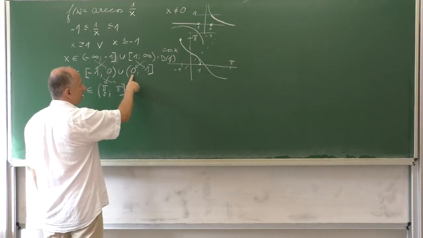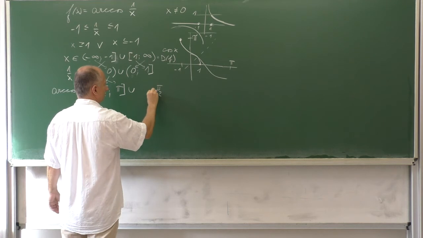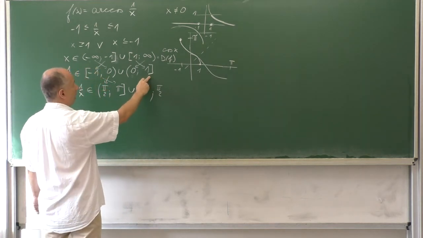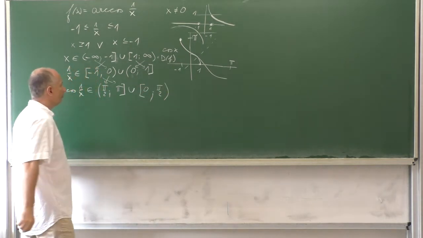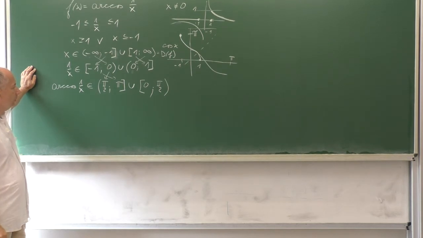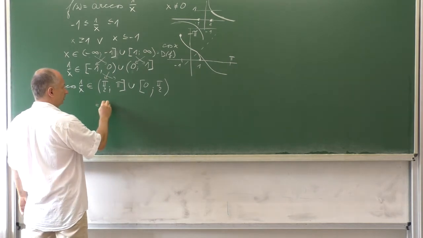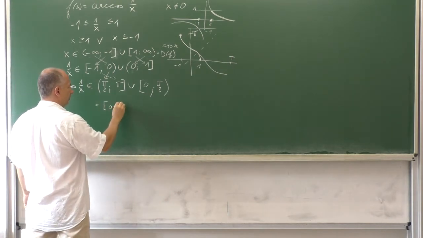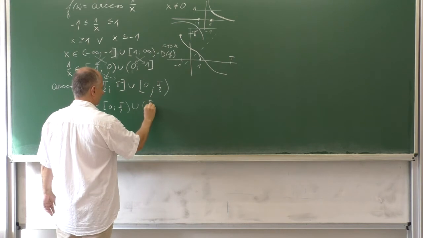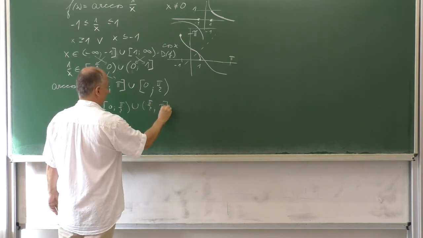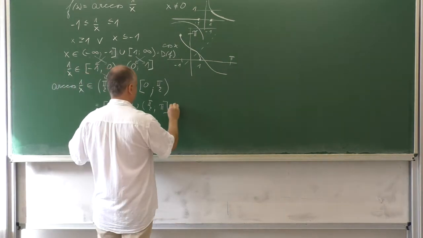And arc cosine of 0 gives pi half, and arc cosine of 1 gives 0. And as these numbers are greater than this, it will be better to write it in the reverse order. From 0 to pi half, union pi half to pi. So this is the range of the function.